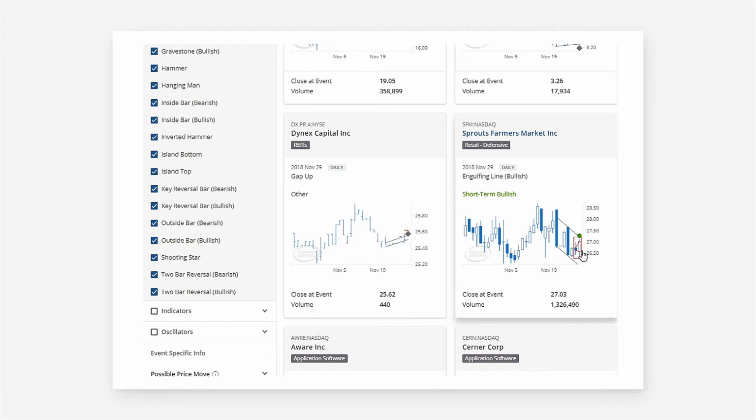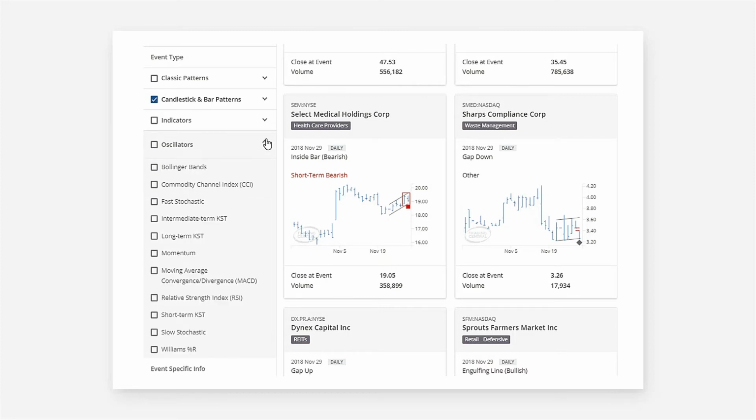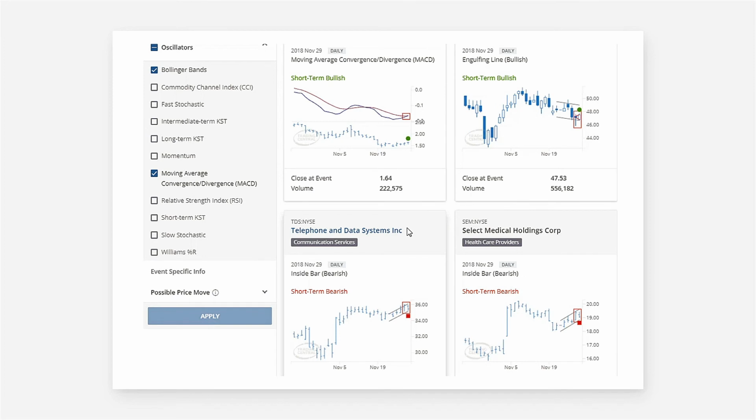Now back to our filters. You can look under the indicators and oscillators sections to check for your favorite technical studies. I know traders who are absolutely amazed when they discover that you can get a list of every chart where the MACD crossed above its signal line or where the Bollinger Band is being pierced.